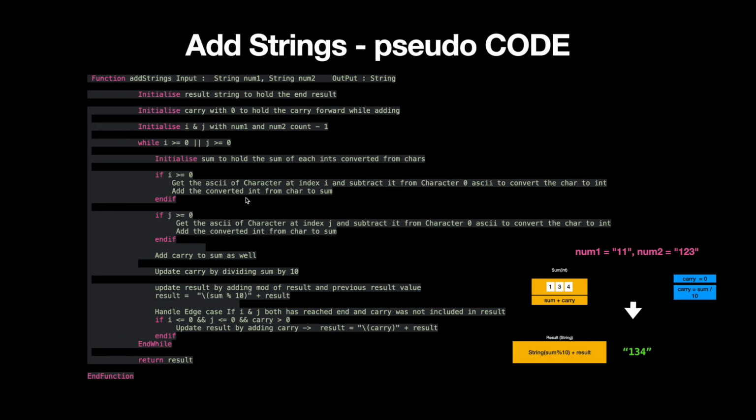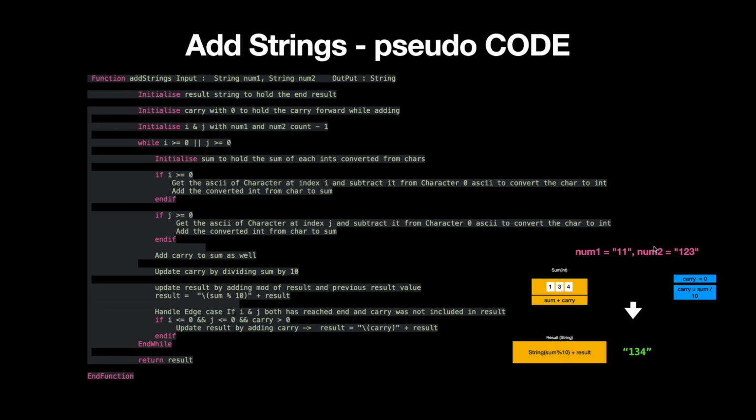If i is greater than 0, then in num1 we'll take the character, and we will convert it into an integer by deducting character 0 from this character. So once we have that, we'll just add that into our sum. Similarly, we will do for num2 also with j. We will deduct character 0 from it, and we will add that number in our sum, right?